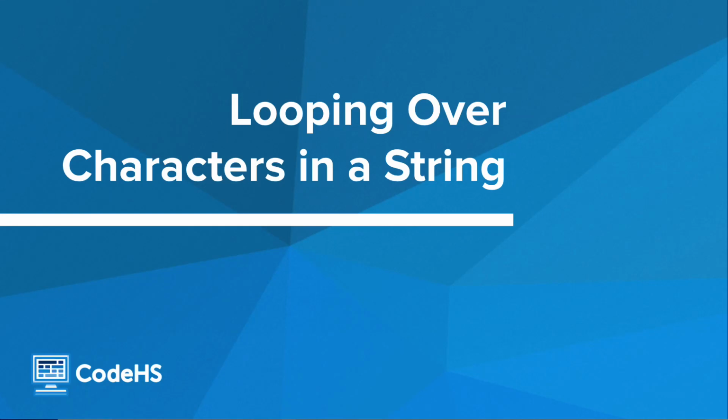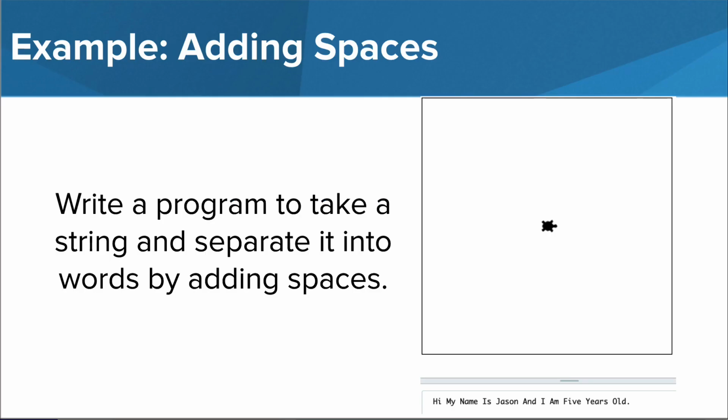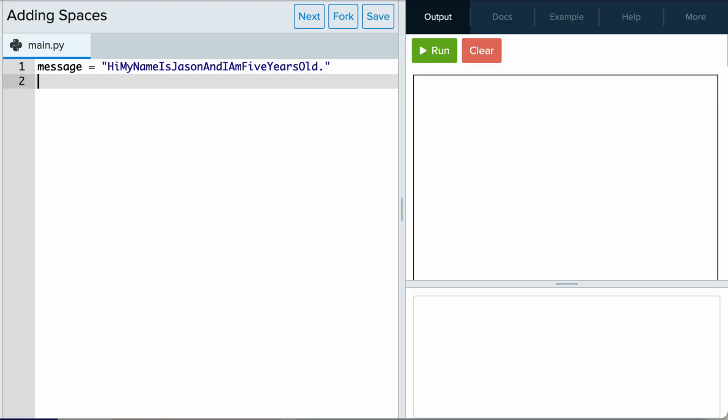Let's look at an example of looping over string characters in the editor. In this program, we're going to take a string of text and separate it into words by adding spaces. To start, we have a string variable message that consists of a lot of text written in a similar way to a hashtag. All the words are squished together, with no spaces present.